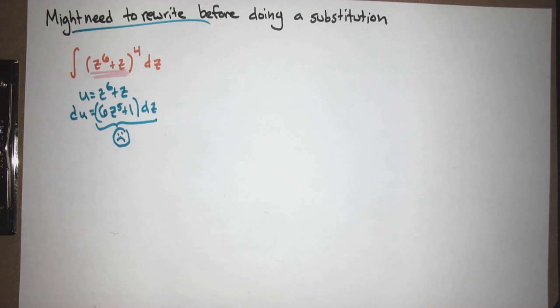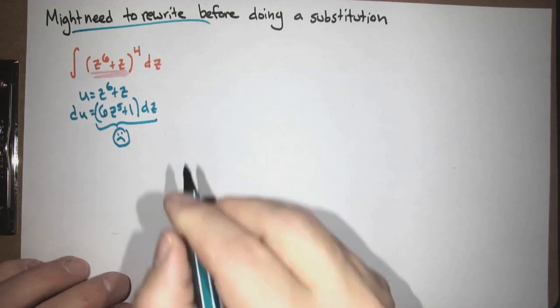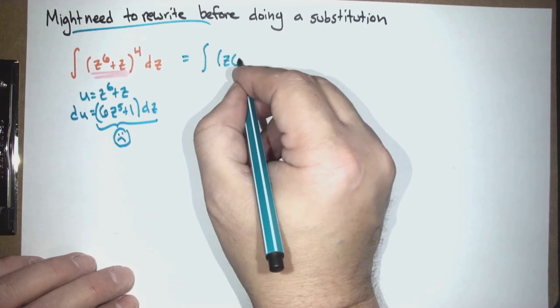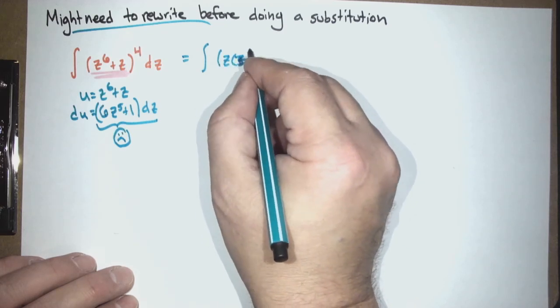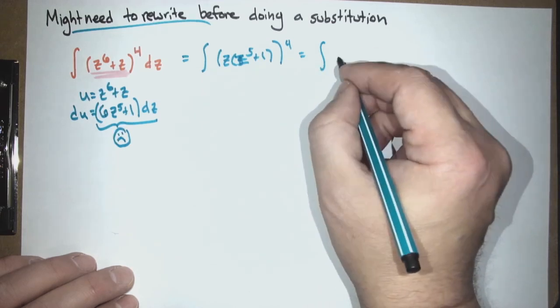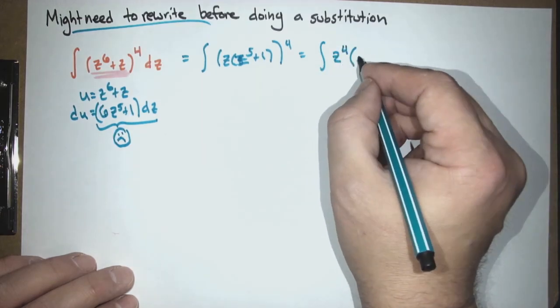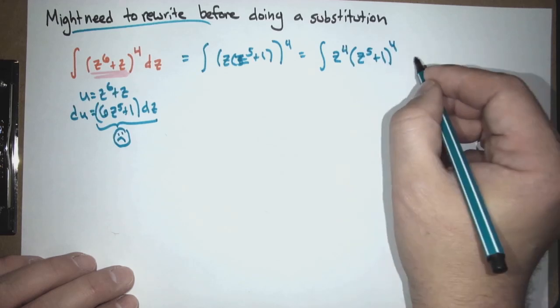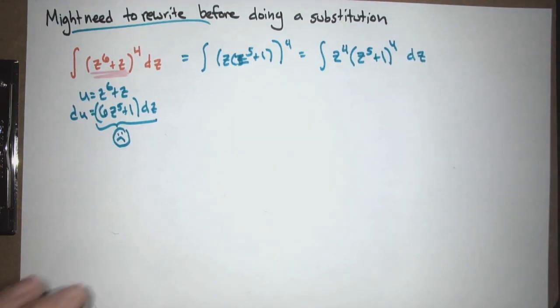We can. Notice the inside has a z. They both have z in common. So this is like z times, z to the 5th plus 1 to the 4th. So that's like z to the 4th times z to the 5th plus 1 to the 4th. So that's our algebra. We're rewriting. Now, what can we do?